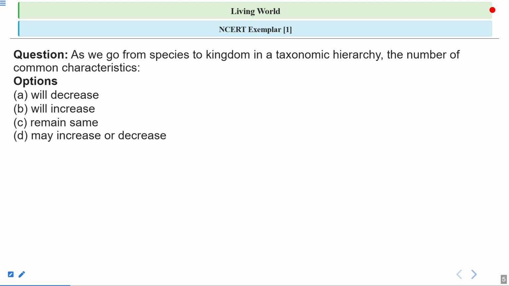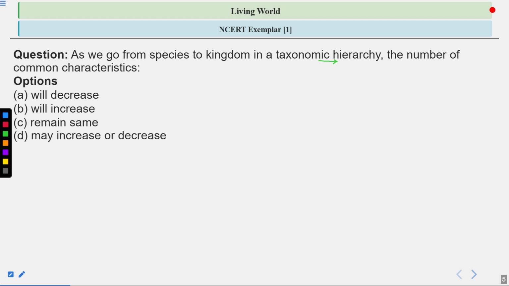So what concept is this question based upon, first of all? Here they are talking about taxonomic hierarchy. Hierarchy means there is a ranking system. All the taxonomic categories are arranged in ascending or descending order, and a particular rank is given to a particular taxonomic category. This is known as taxonomic hierarchy.